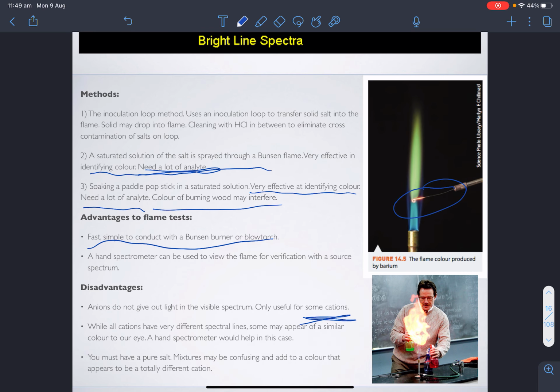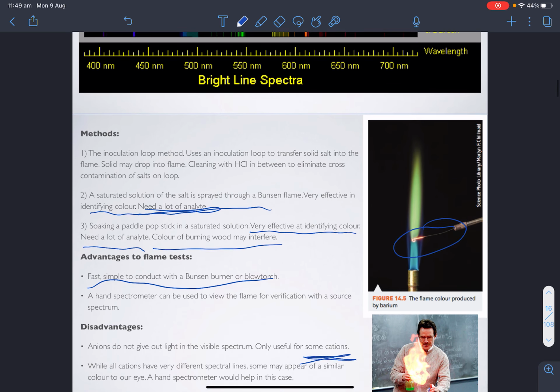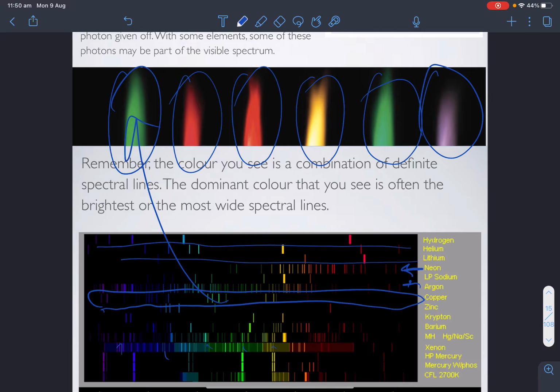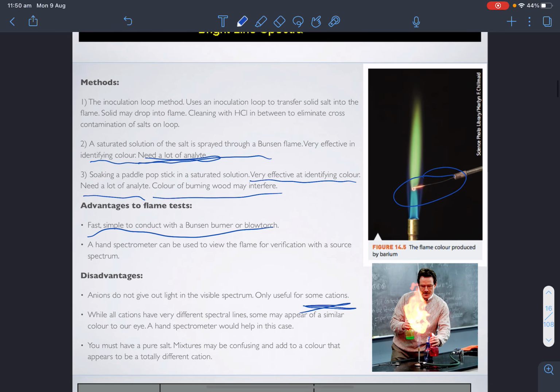Well, all cations have different spectral lines. Some may appear of a similar color to the eye. So they each have their own spectral lines, but some of them look fairly similar to each other. So visually, you might be confused between calcium and sodium, say, because they're both reddy orange.